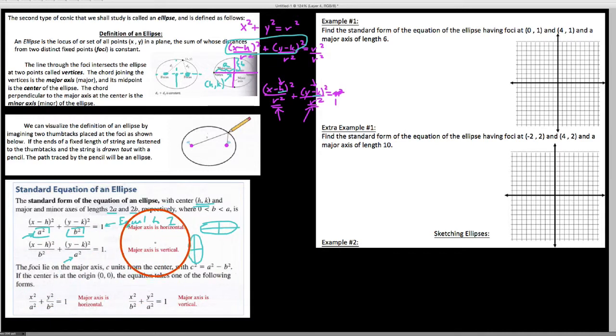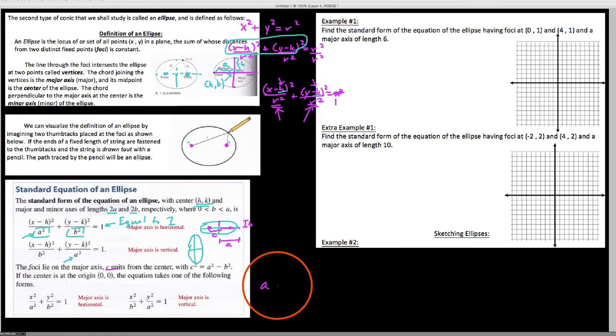So in either instance, (h, k) is the center. Now the foci. The important thing to know about the foci is that the foci always lie on the major axis, and we say that they lie c units from the center. So on this first hypothetical ellipse, a is half the distance on the major axis. b is half the distance on the minor axis. So we have a and b. Then we say that this distance here is equal to c.